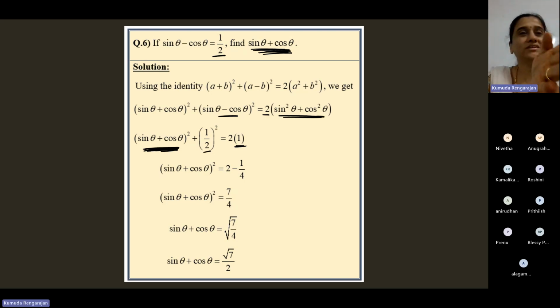Cot square theta minus cosecant square theta is equal to -1. Cosecant square theta minus cot square theta is 1. If you say it the other way around, it's -1. It's okay. Supposing you say tan square theta minus secant square theta and you don't want to go back and correct it, then say tan square theta minus secant square theta is equal to -1. Secant square theta minus tan square theta is 1. Tan square theta minus secant square theta is -1.